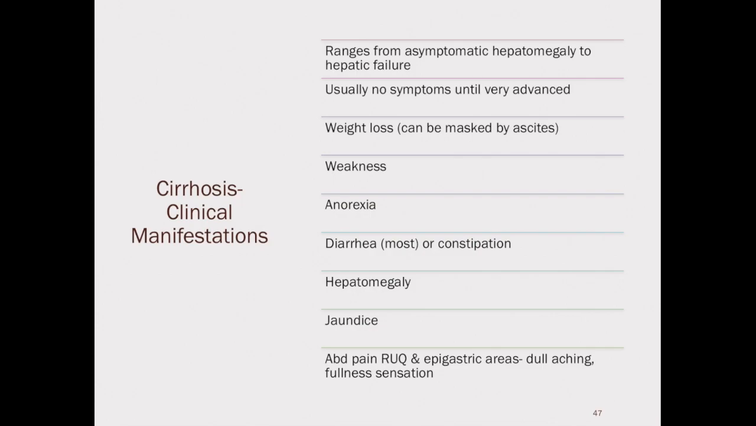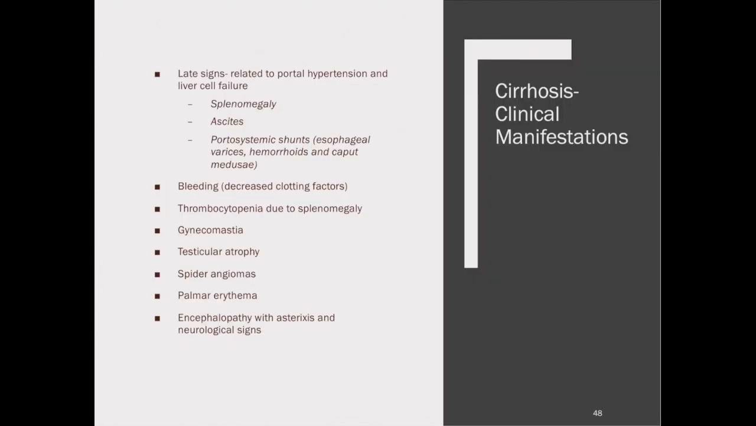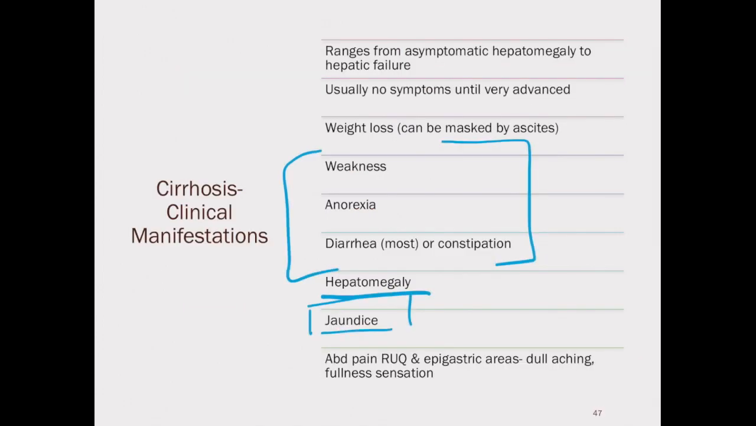Things like weakness, anorexia, again, some of those more non-specific signs. And of course, you have your hepatomegaly or your hepatosplenomegaly and jaundice. Usually by the time the jaundice shows up, it's gotten fairly far. And same with abdominal pain, right upper quadrant abdominal pain and epigastric, kind of a dull aching and a sensation of fullness. So all of those things can be earlier signs. I would say, once you get to kind of jaundice and right upper quadrant pain, you're kind of into the more intermediate signs. But again, nothing is textbook in the real world.